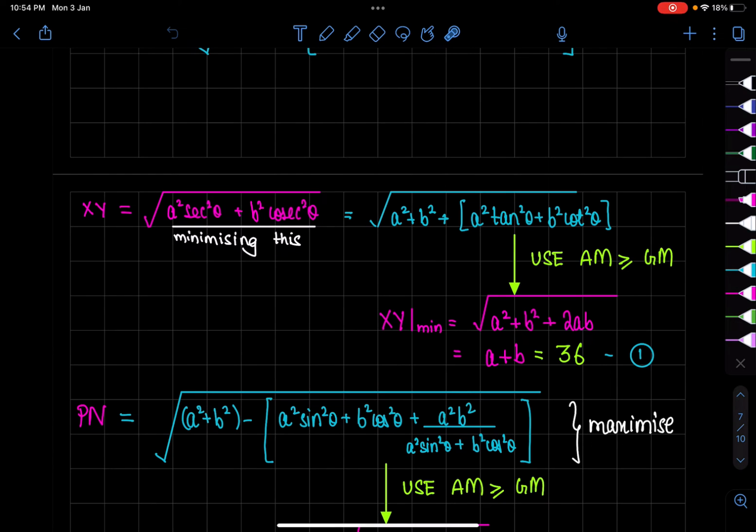So minimum value of xy comes out to be under root of a square plus b square plus 2ab, which was the minimum value of this term. So this is basically the whole square of a plus b, and we are taking its under root, so I get a plus b, and this value is given to us as 36. So this is the first equation I get.